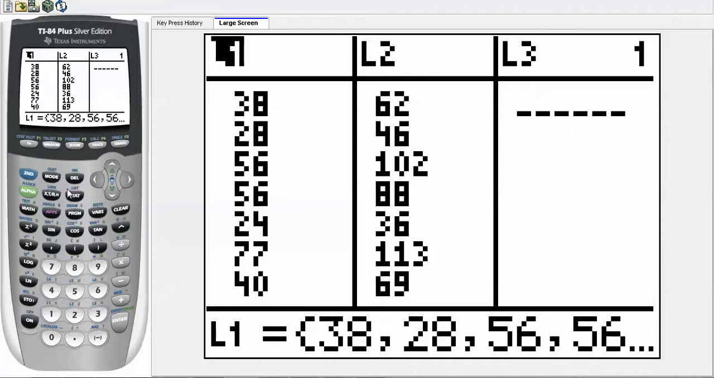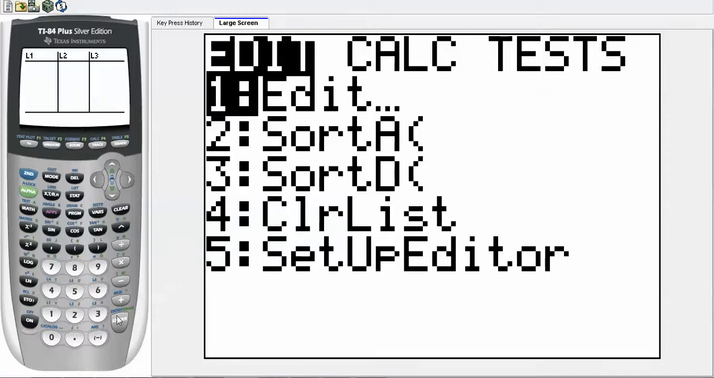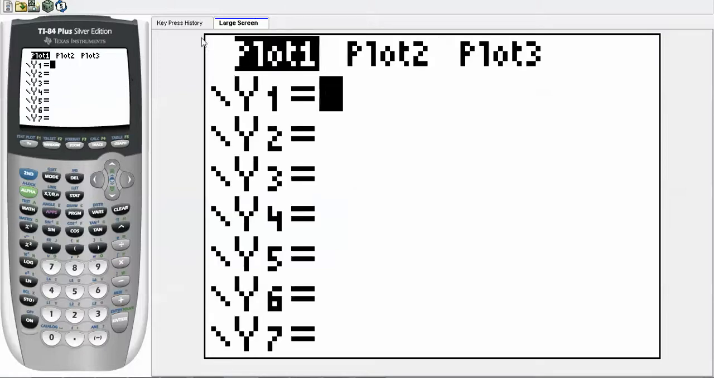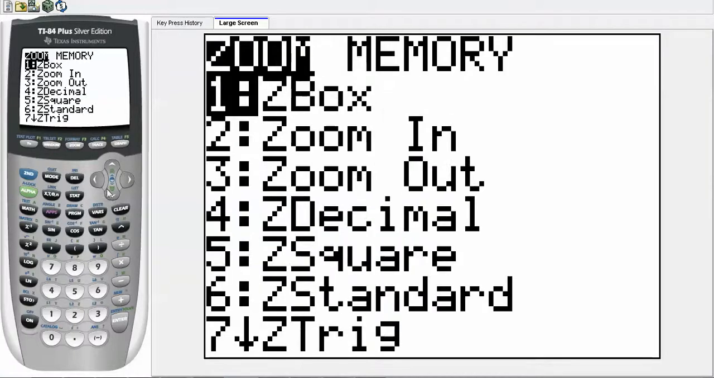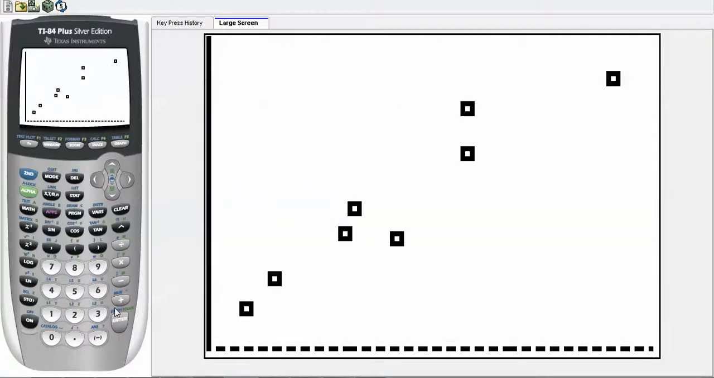If it doesn't say L1 and L2, remember you can use Setup Editor, and that will reset your L1, L2, L3, etc. So after you have all of your data in there, you want to graph it. If you just hit graph, you might not see anything for various reasons. The first reason is plot has to be on. See how it's highlighted? So it's on, but we're not seeing it. So that means we're looking at the wrong part of the graph. You can then go to Zoom, and then go down to 9, which is Zoom Stat. Very helpful zoom. Oh, look, there are all the points.